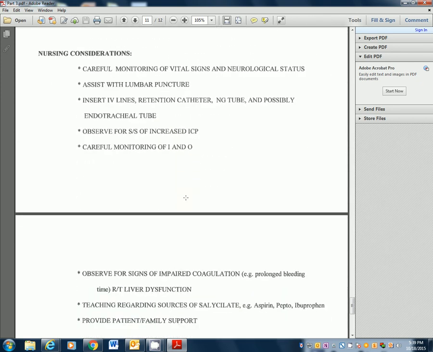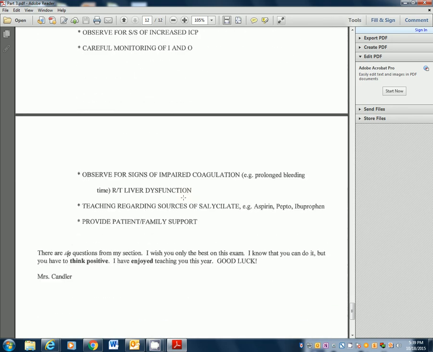They are very sick. So you're going to do careful monitoring of vital signs, assisting with the lumbar puncture, IV lines, monitoring their increased intracranial pressure, and the key is to try to catch them when they're in stage 0 to 2 and keep them from going into stages 3 through 5. If you can do that, then the possibility of them surviving is much better.